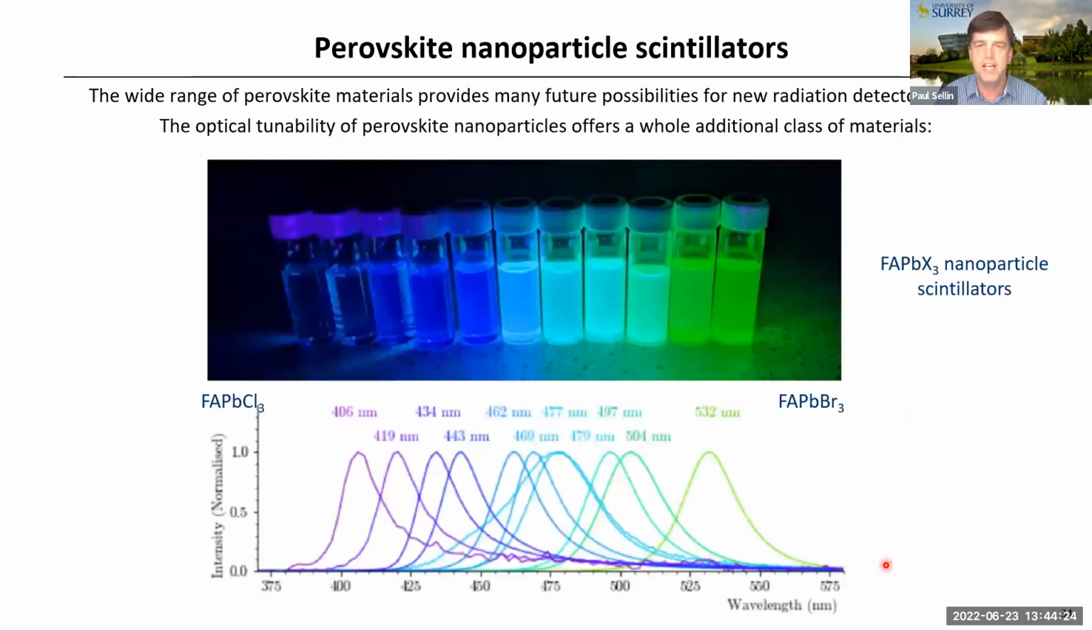Well, the first steps are heading in the right direction. This is work done at Surrey, where we have been looking at nanoparticle scintillators based on formamidinium lead halide, and you can see that we've synthesized the lead bromide, the lead chloride, and a whole mixture in between, and you see the emission wavelength shifting from green to blue.